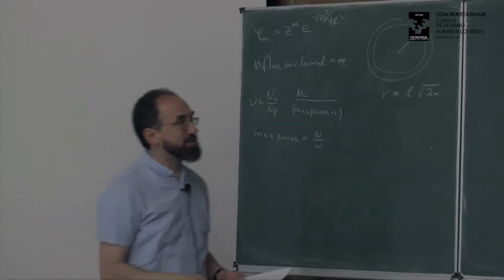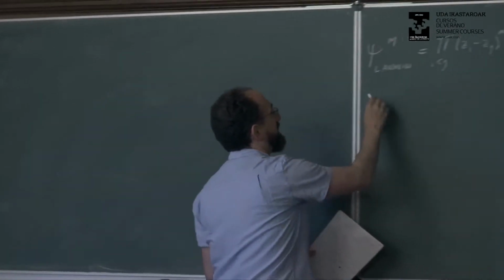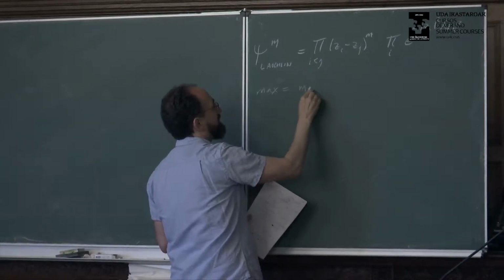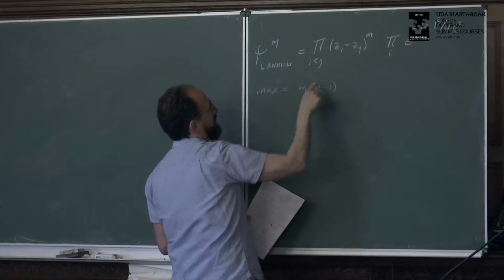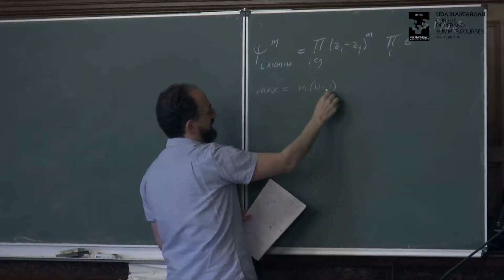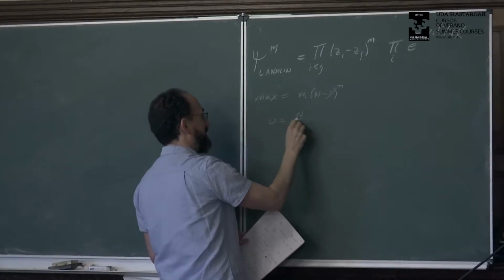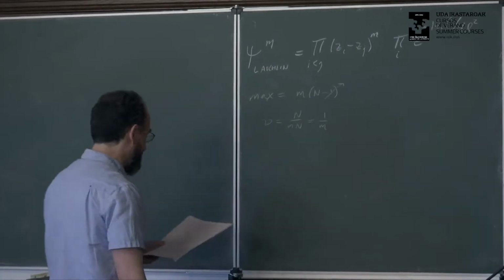So for example, if we use the Laughlin wave function over here, the max power is m times n minus 1. Each of the other n minus 1 particles gives m powers. We're not concerned with this minus 1. So the filling fraction is n over mn, or 1 over m for the Laughlin wave function.